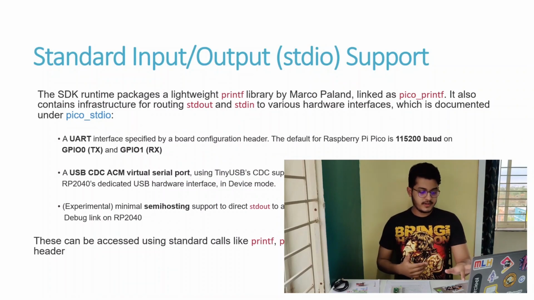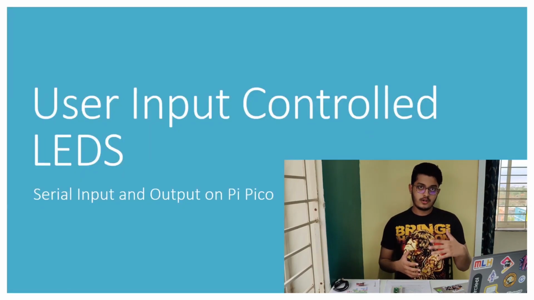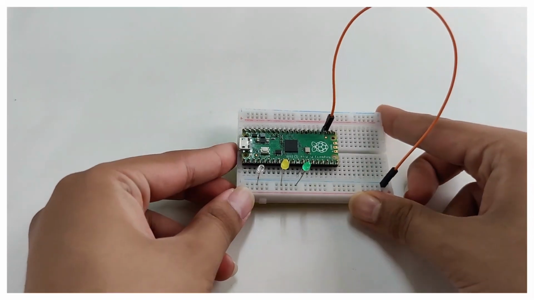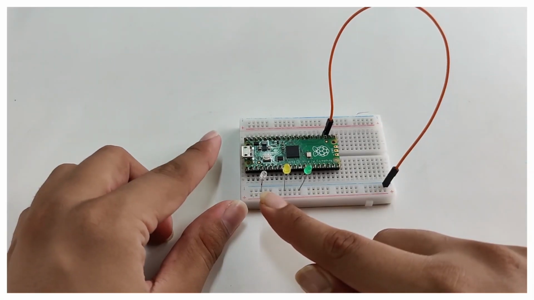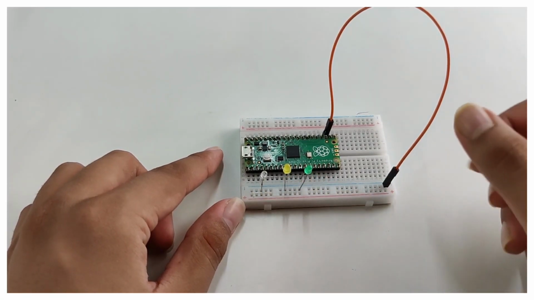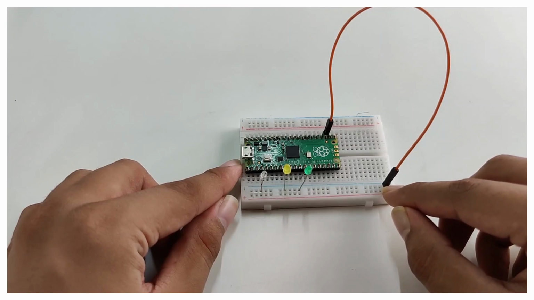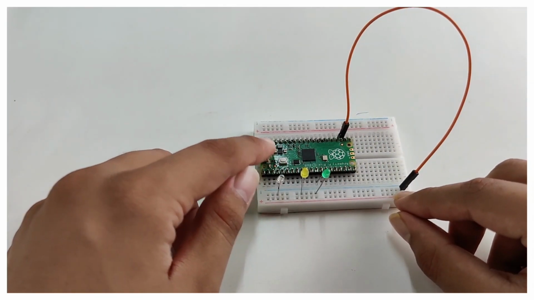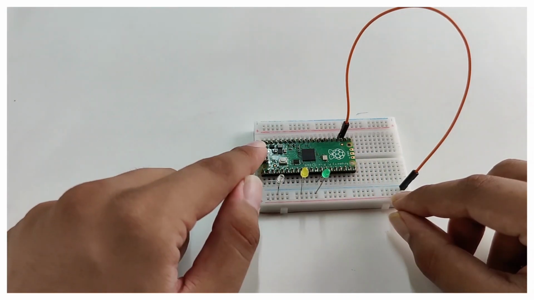Fine. Next up we have the user input controlled output LEDs example. What I will do here is come closer. So what I have done is, I've simply provided three LEDs, red, yellow and green. And this pin over here is connected to the ground of the Raspberry Pi Pico, as we know that every third pin from each corner is a ground pin.